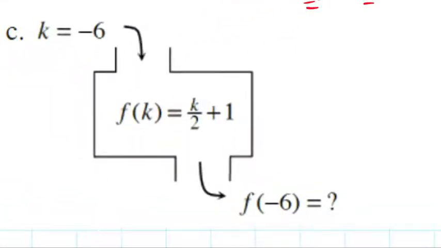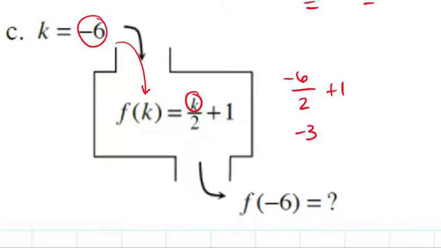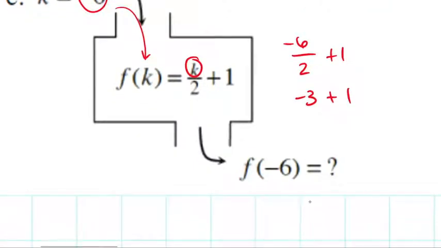Let's move over to part C. K is -6. So this value, -6, is going to go into the function. And when -6 goes into that function, this is going to become -6 divided by 2, and I'm going to increase that by 1. -6 divided by 2 is -3, plus 1 more is going to give me -2. So when the input is -6, the output of that function is -2.